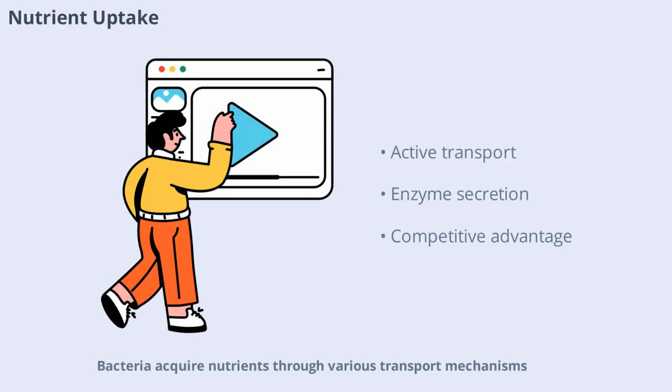Bacteria acquire nutrients through various transport mechanisms. These include passive diffusion, facilitated diffusion, and active transport. Some bacteria can even secrete enzymes to break down complex molecules outside the cell. Efficient nutrient uptake is essential for growth and survival, especially in competitive environments. The ability to utilize diverse nutrients gives bacteria an edge in many ecosystems.